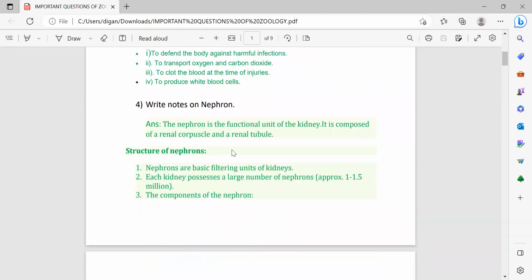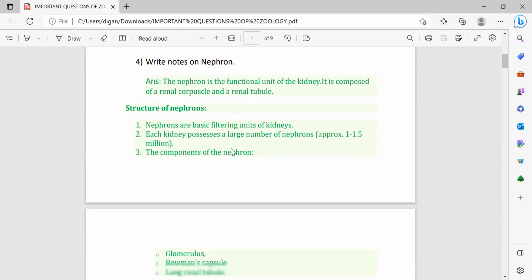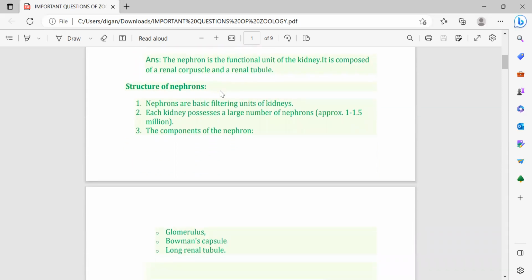Write notes on nephron. Short notes may come on nephron, and a single 1 mark question may also come on nephron. If it is a 1 mark question, you first write the definition, and then I am giving you the answer for the 4 marks question. Whatever the question, depending on the marks, you decide which portion you have to write. The nephron is the functional unit of the kidney, and it is composed of a renal capsule and renal tubules. Structure of the nephron.